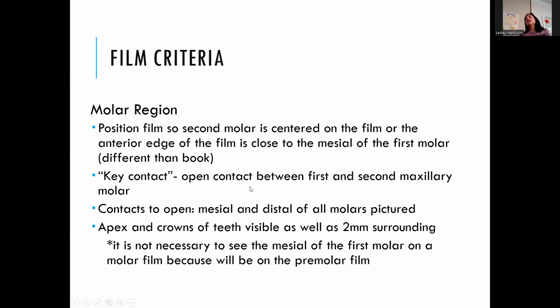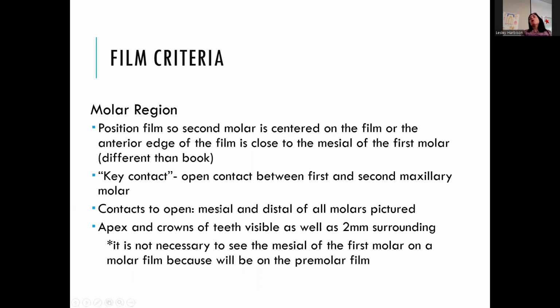Your key contact, again, this is another area where you could cross out maxillary. Obviously, if you're taking a mandibular shot, your key contact is between your mandibular molars, not your maxillary molars. So you can cross out maxillary there. It's between your first and second molar, whether you're on the top or the bottom.